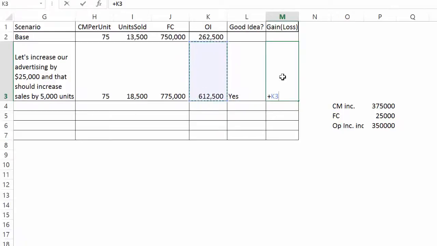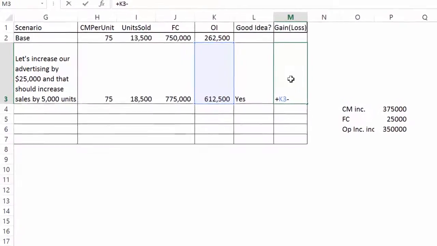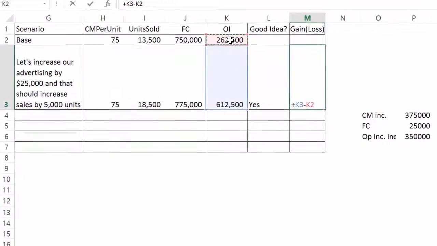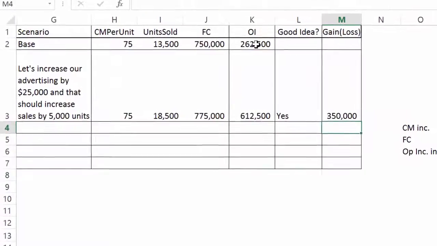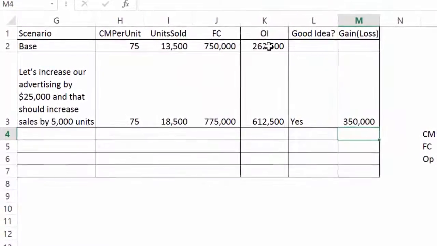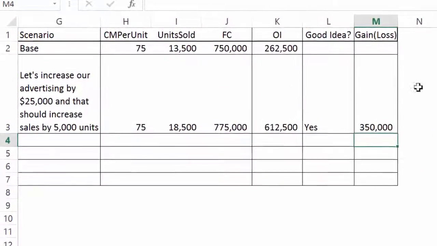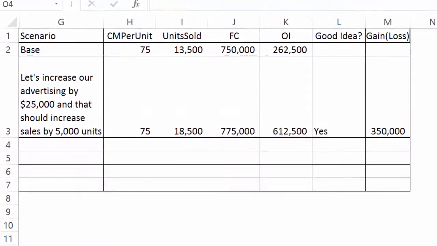Let's see if that is true. We say that we're going to get $612,500 with this scenario, and last year we got $262,500. So if I take the difference between those two numbers, I get $350,000, and that is a gain. So this is a good idea.